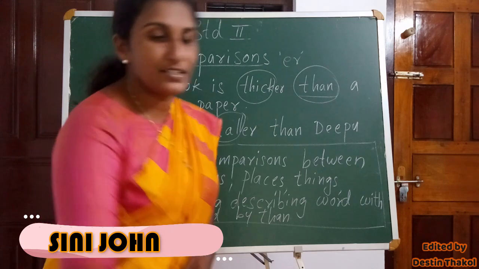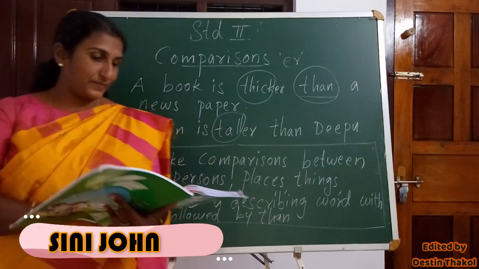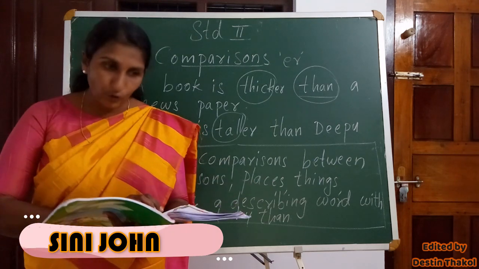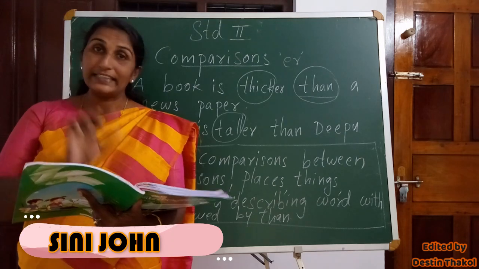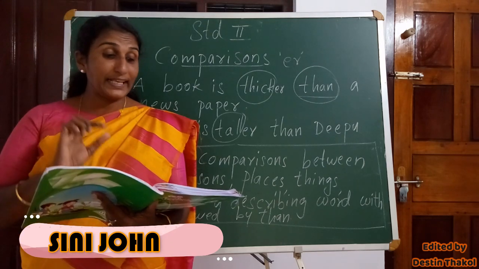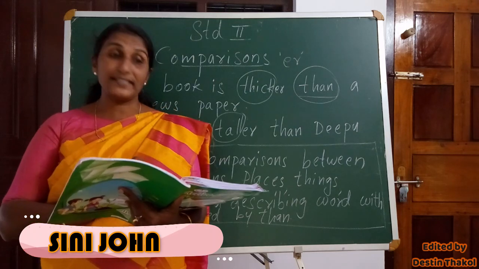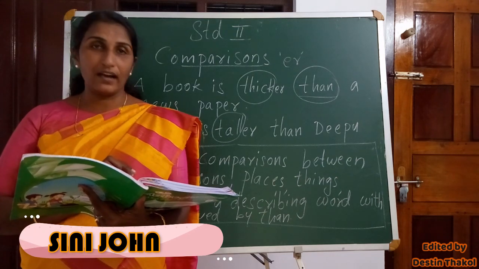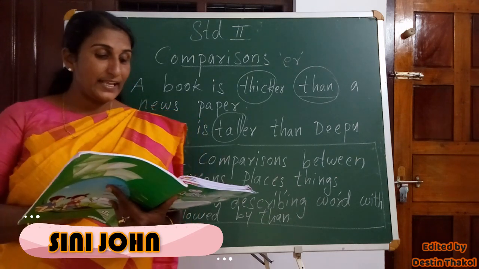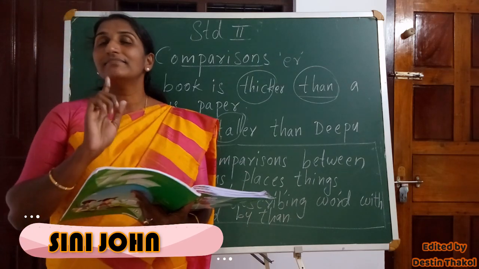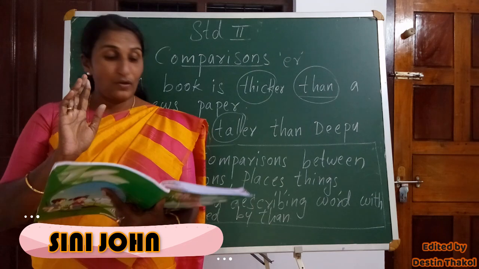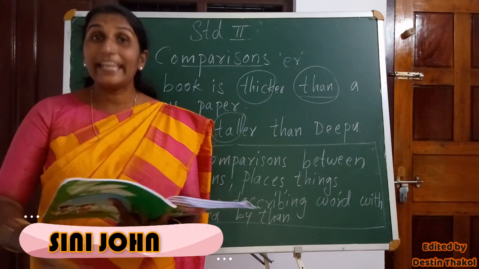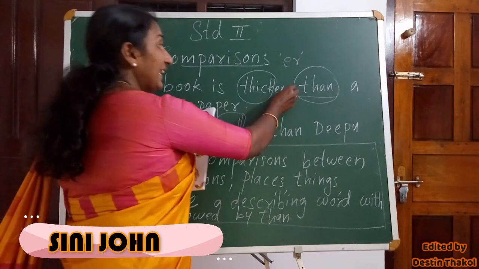So, children, you can take your textbook. Let's read this lesson in detail. Page number 24. Then in the yellow box we can see: to make comparisons between two persons, places, things or animals, we use a describing word with er followed by than. Sometimes, understand this, remember this. Listen, all of you. Sometimes we use more instead of adding er.